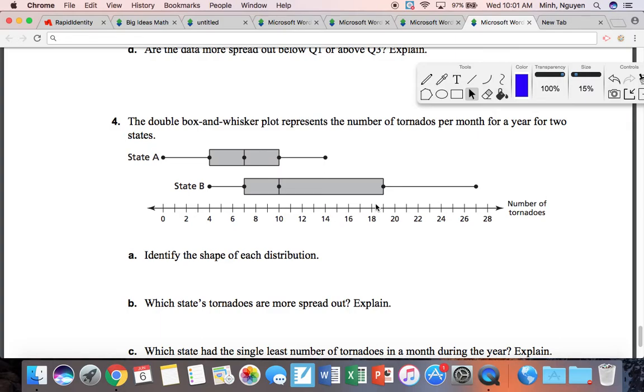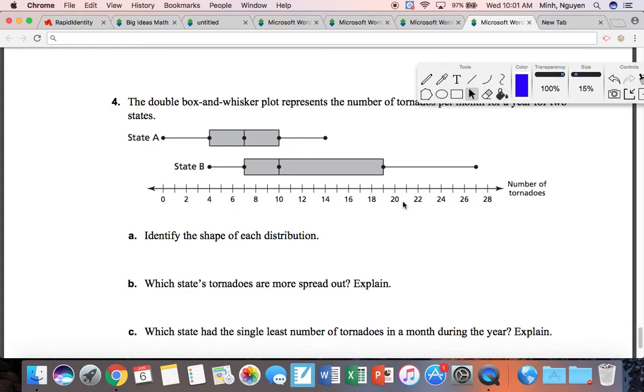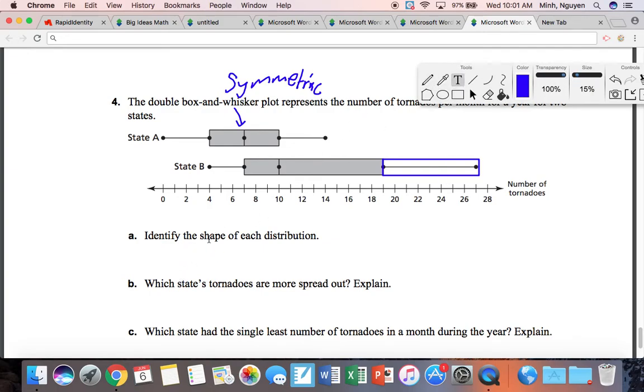The double box and whisker plot represents the number of tornadoes per month for a year for two states. Identify the shape. That's symmetric. And which one of these whiskers looks longer? This one, by far. So this is skewed right. The distribution of state A is symmetric. The distribution of state B is skewed right.